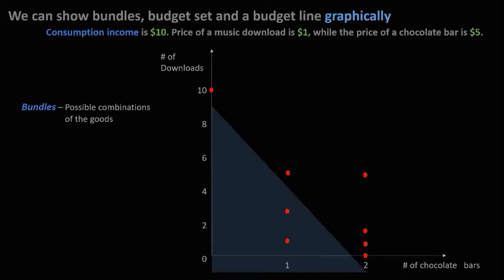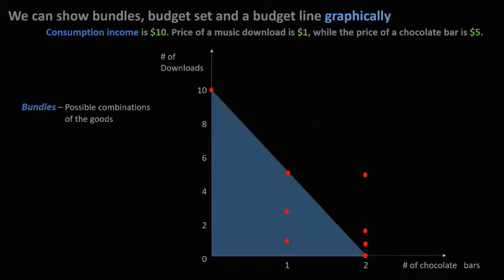If you recall, bundles 6, 7, and 8 were outside of our budget. So what we can focus on is this thing called the budget set. And it's this blue shaded area. It contains all the possible goods that we can afford given the income and prices. So this excludes our bundles 6, 7, and 8.